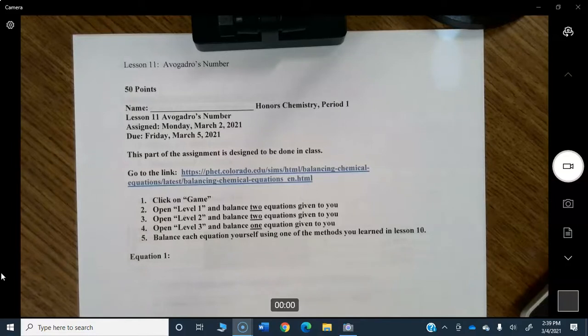Just write the equation down, balance it the way you learned in lesson 10, and then go back to PhET and check it out and see whether you got it right. Then I want you to do one level 3. Those are the more difficult ones. Go ahead and do one of those, but you can still balance them using the methods that we learned. Then go back into PhET and see if you got the correct answer. It's about 10-15 minutes to do this. If you got it done in class, you're done. If you didn't get it done in class, you can go ahead and do this at home.